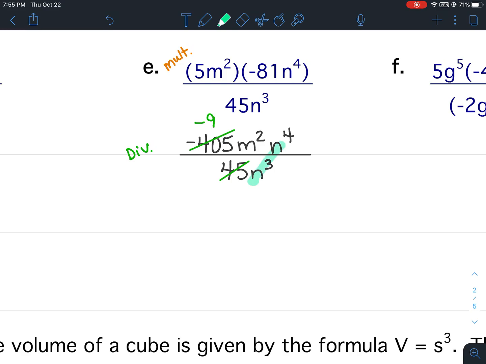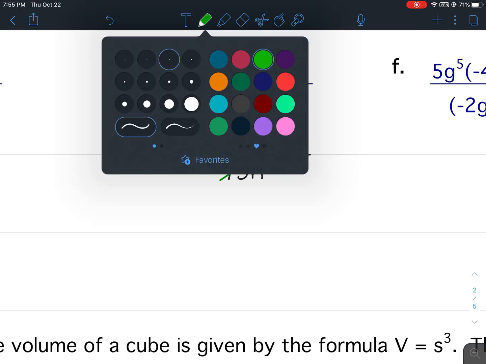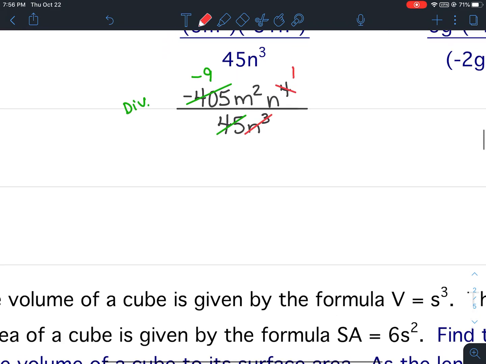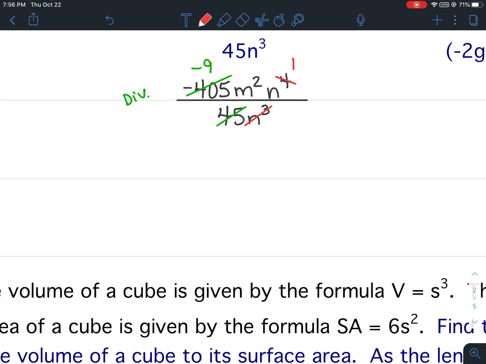The only thing left to divide are my n terms. So I'm going to completely cross out n to the third. It has the smaller exponent. And 4 minus 3 is 1. Once again, everything has canceled out in the denominator, leaving nothing but a 1, so I don't need to worry about the denominator. My final answer will be negative 9, m to the second, n. Once again, I don't need to worry about putting the 1 as an exponent on the n.